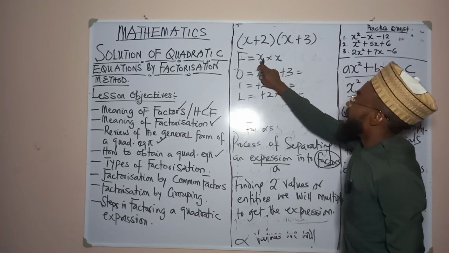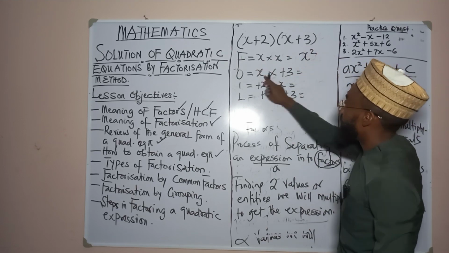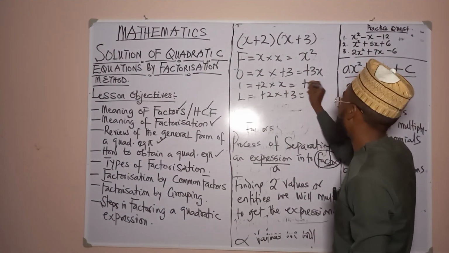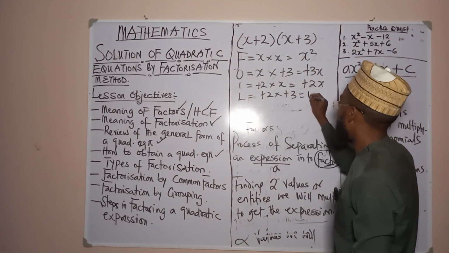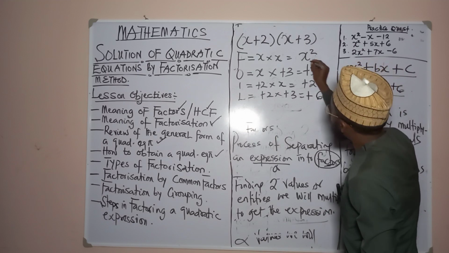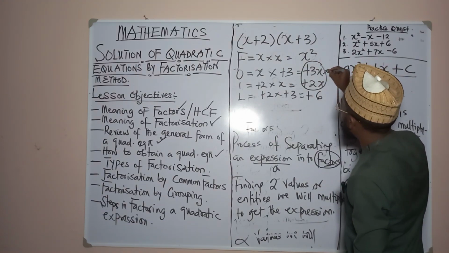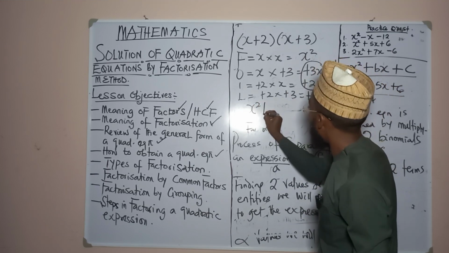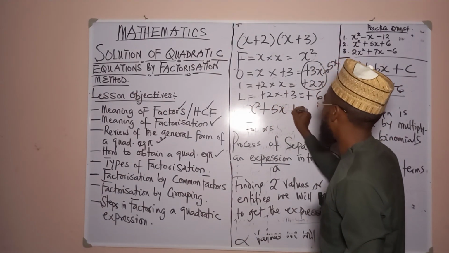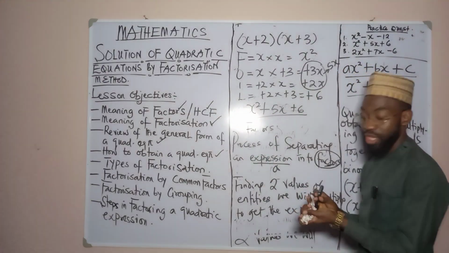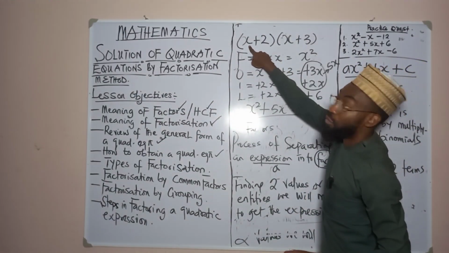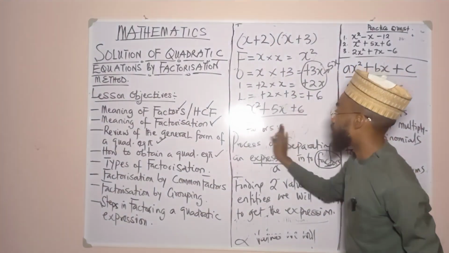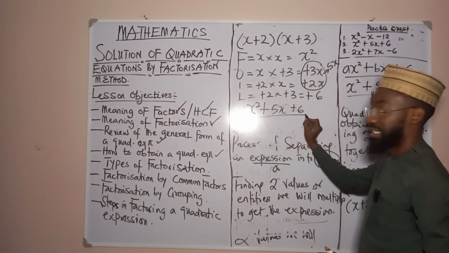We work it out now. x times x will give you x squared. x times plus 3 will give you plus 3x. Plus 2 times x will give you plus 2x. Plus times plus is plus, 2 times 3 is 6. The ones in the middle are referred to as like terms, so this is going to give us 5x. Now you can see we put them together. We have x squared plus 5x plus 6. Something has happened here now. If you observe closely, we have multiplied these two things here and we have gotten what we call a quadratic expression.